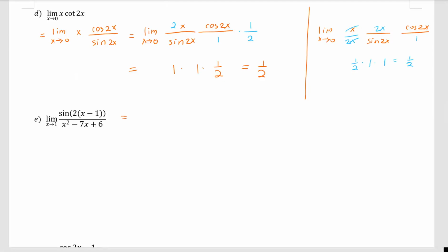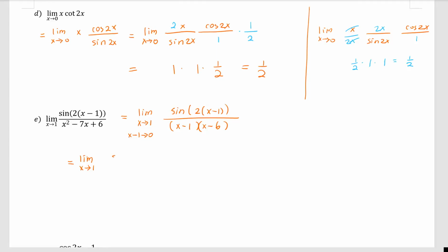Alright, so how about this guy? Let's factor it. We have 2 sine of 2x minus 1. Can we factor the denominator? Yeah, that's x minus 1, x minus 6. Right, everybody? Alright, now we're ready to split. Oops, sorry, x goes to 1. You see, when x goes to 1, what does x minus 1 go to? It goes to 0. Yeah, then it's sine 0 over 0.